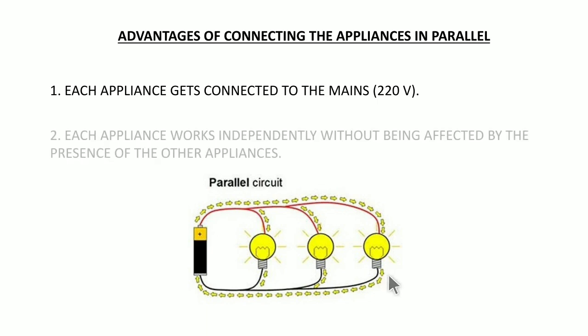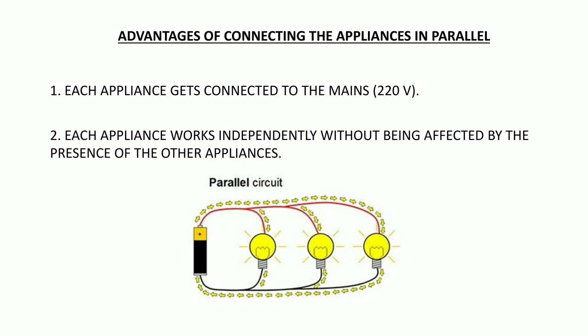And number 2 is each appliance works independently without being affected by the presence of the other appliances. Suppose they are connected in parallel, and suppose this bulb gets damaged. Even though this bulb gets damaged, there is no disturbance to the other two bulbs because they are getting the current and the circuit is not broken. The circuit is intact and the circuit for the second and the third bulb is properly functioning, and thus the two bulbs will function properly.